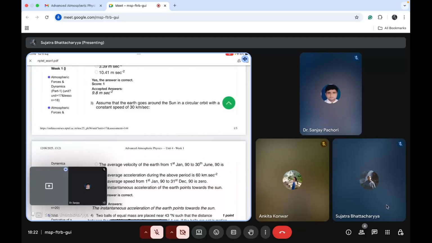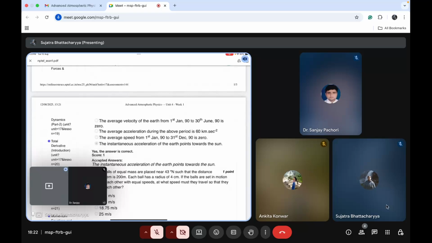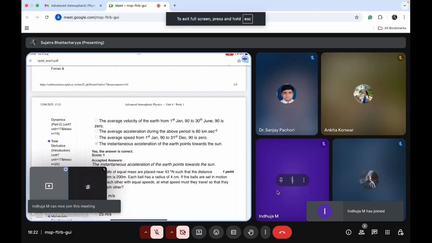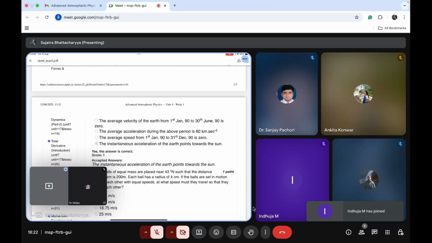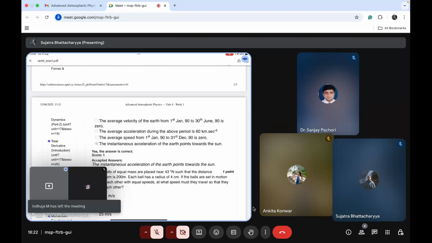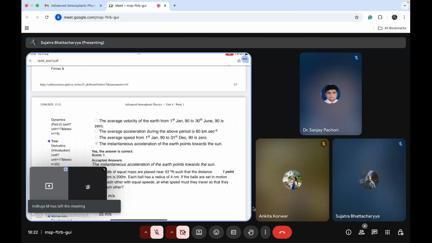a constant speed of 30 kilometers per second. These are some questions, and answers have been provided. The average velocity of the Earth from 1st January of some year to 30th June of that year is zero. Average velocity is zero. Then average acceleration is something like 60 kilometers per second squared. But if you look at all these four options, the most definite thing is option D, that is the instantaneous acceleration of the Earth points towards the Sun.